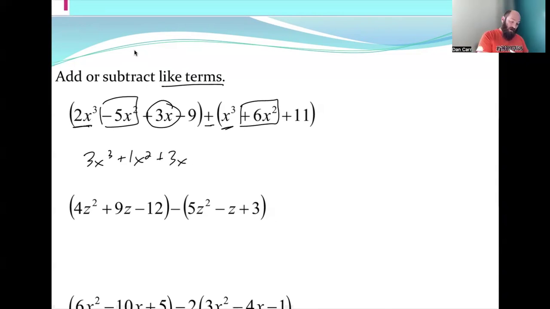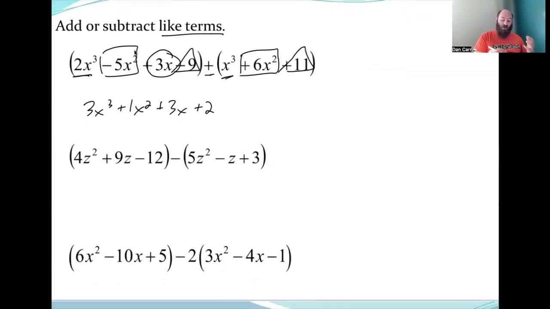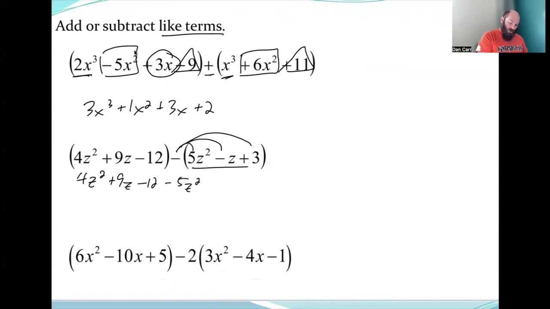And then finally, let's do a triangle, negative 9 and positive 11. So negative 9 and positive 11 go together to make it a positive 2. But the next one, we have to make sure that we are going to take care of the negative sign here first. If I am subtracting this polynomial, I am subtracting every single term there, meaning it's kind of like distributing the negative sign. So 4z squared plus 9z minus 12 minus 5z squared plus z minus 3. So now I can go back and look at what I can combine.